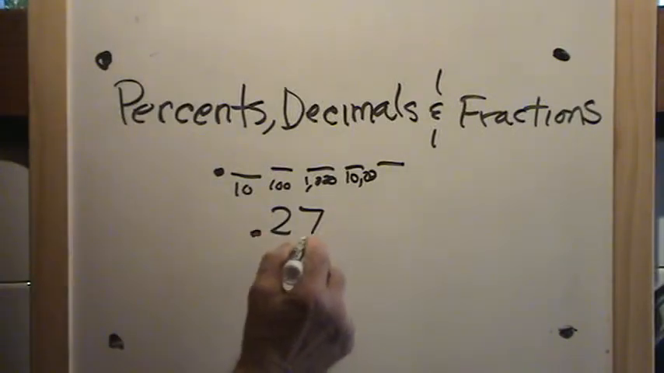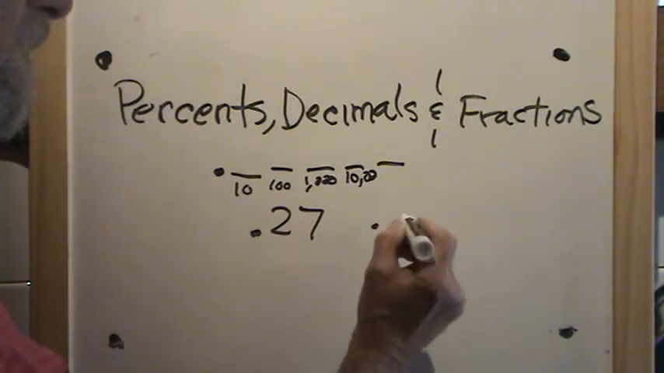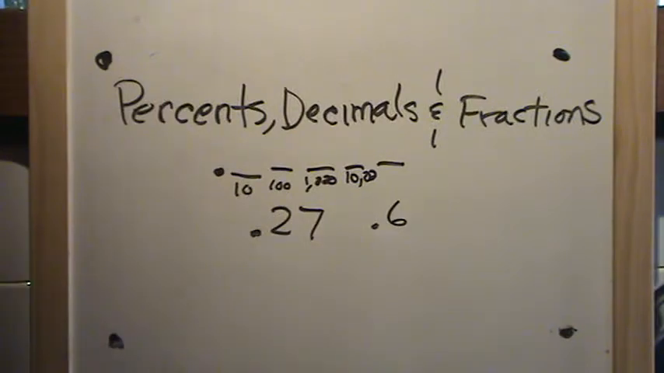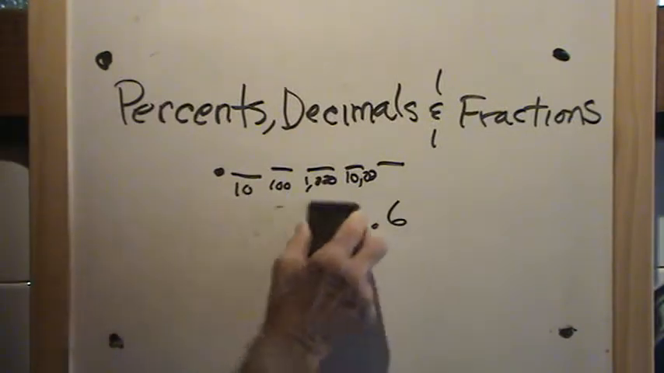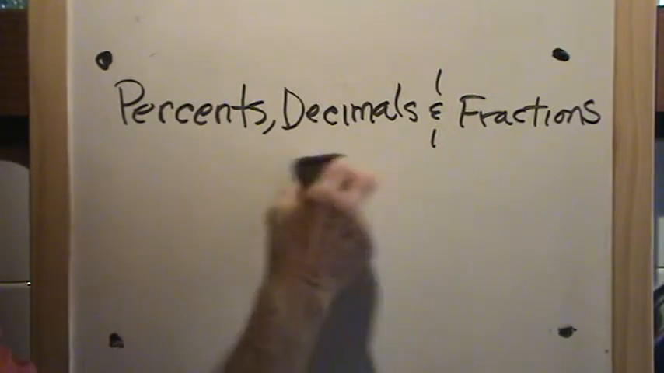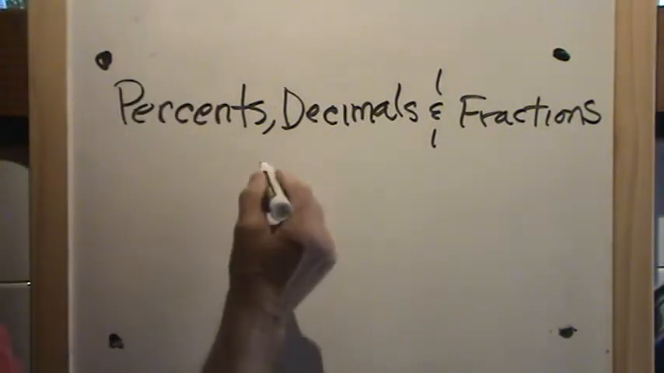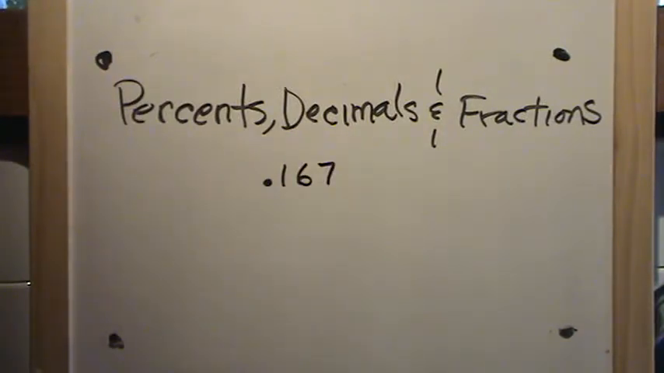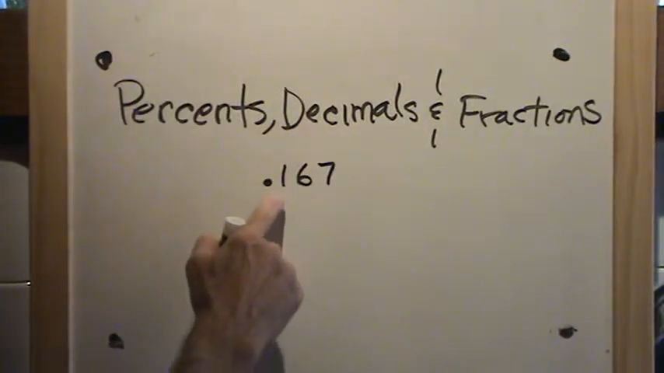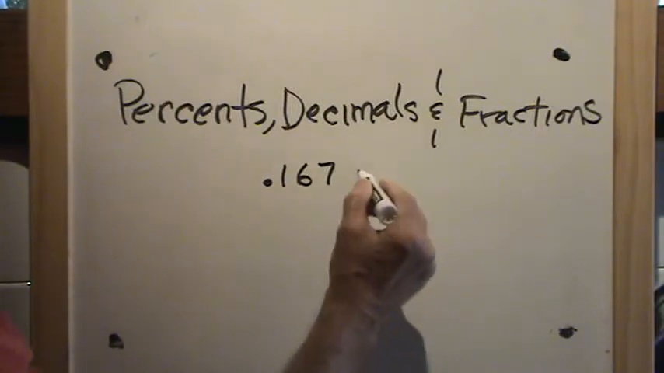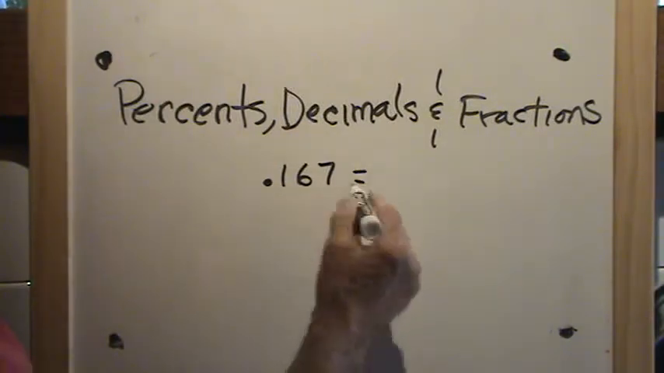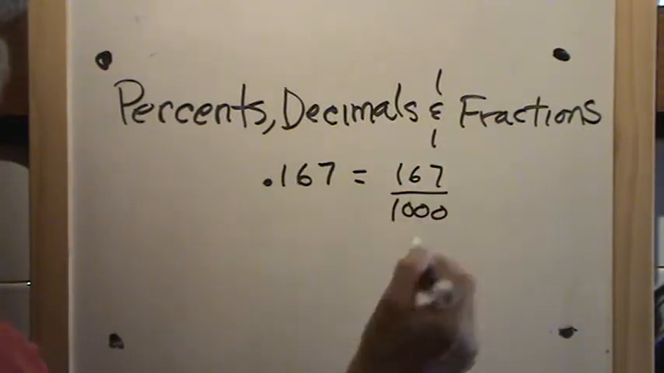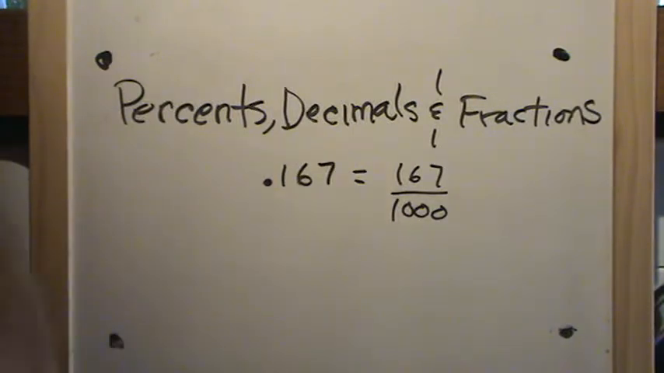So this is 27 hundredths, or this would be 6/10. So decimals are fractions. Decimals are like fractions, but their denominator is not written. And we know the denominator by its place value. So this is tens, hundreds, thousands. So this decimal, if I turned it into a fraction, is 167 thousandths. But in decimals, we do not write the denominator.